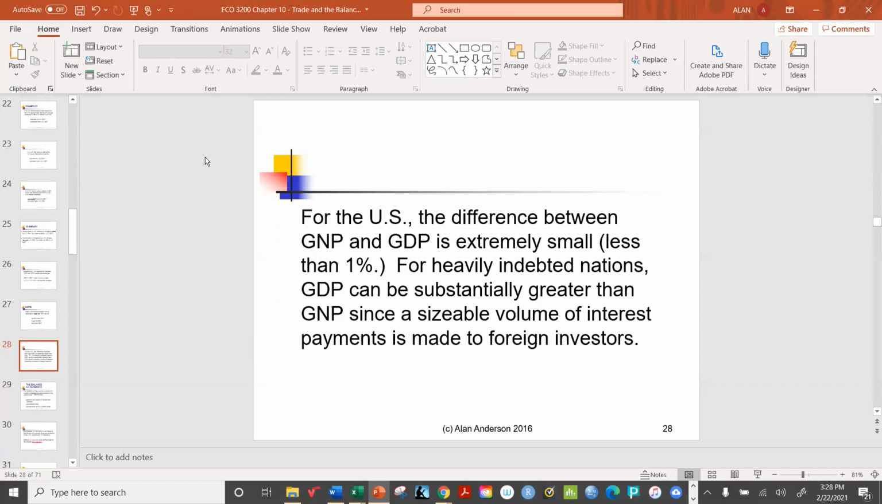For the US, it's very small. It's typically around 1% or maybe less. Now, on the other hand, you do have countries that owe a lot of debt to foreigners. And when that happens, they're paying a lot of interest to those foreigners, which reduces their GNP. And so their GDP might be much higher than their GNP because all that interest is flowing out of the country to these investors who hold their debt. Some examples would be Brazil and Argentina, who owe a lot of foreign debt, and much of it is held by American investors.